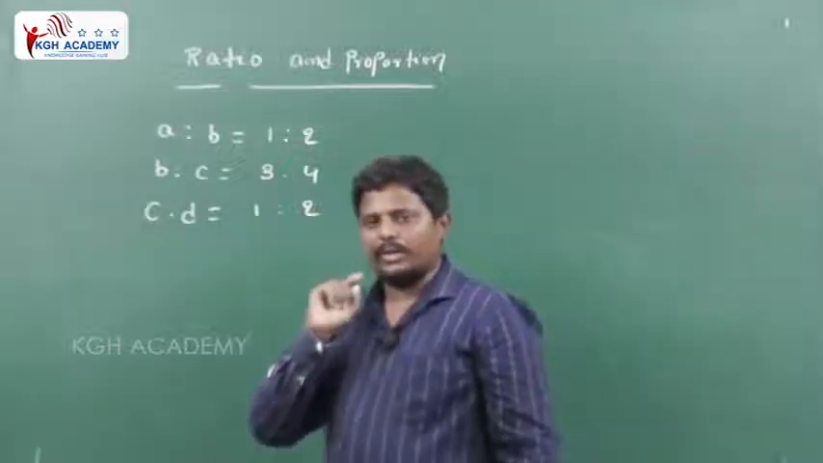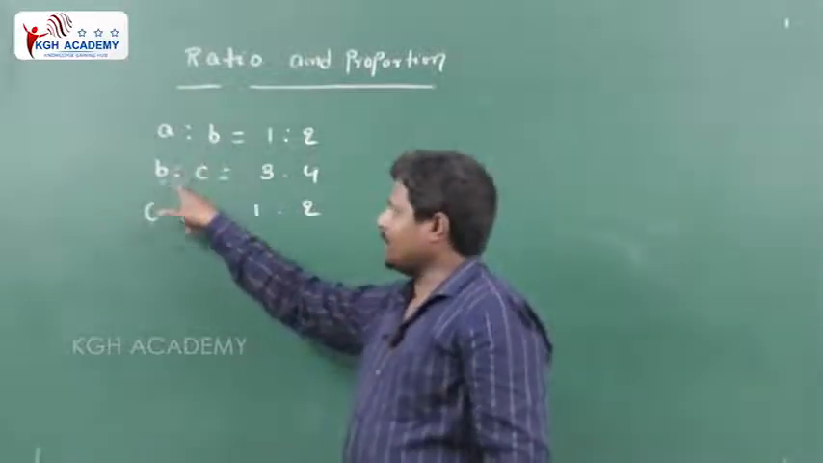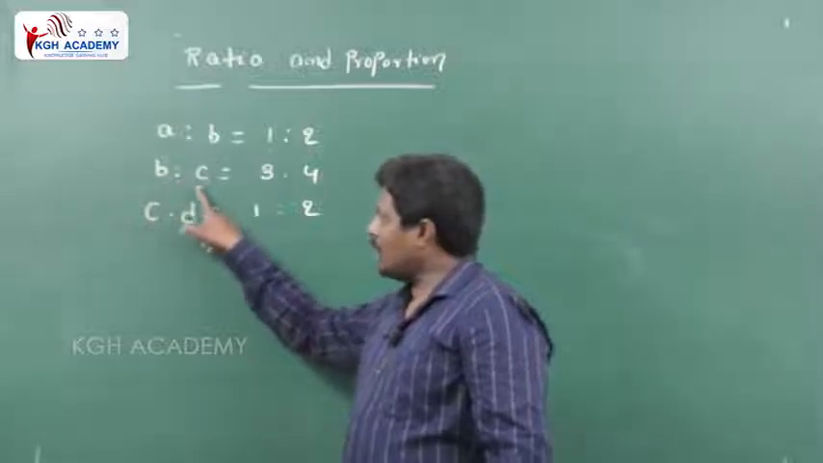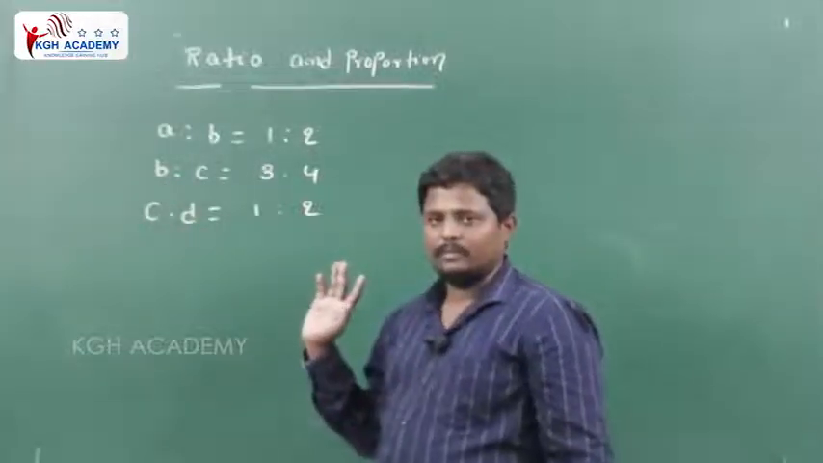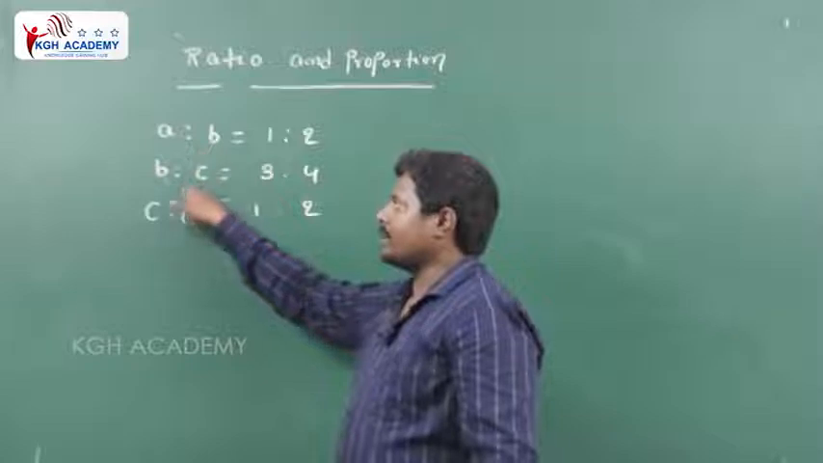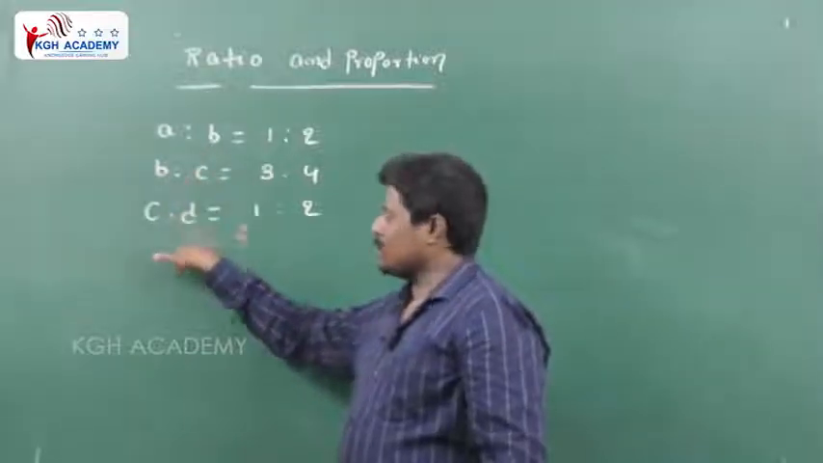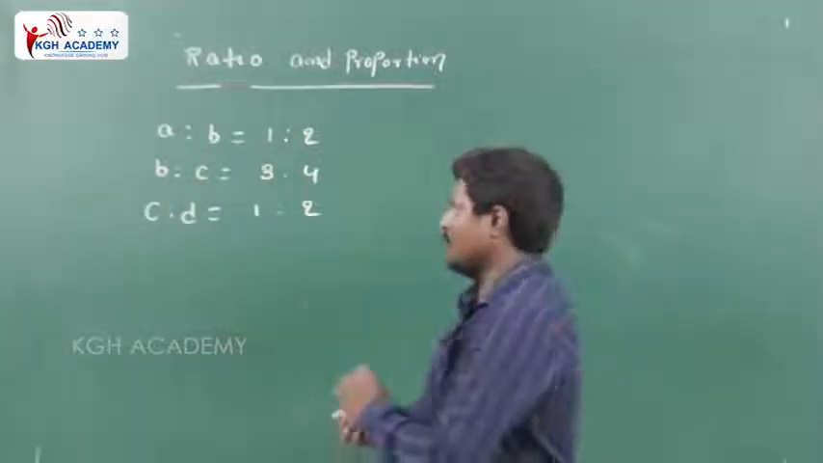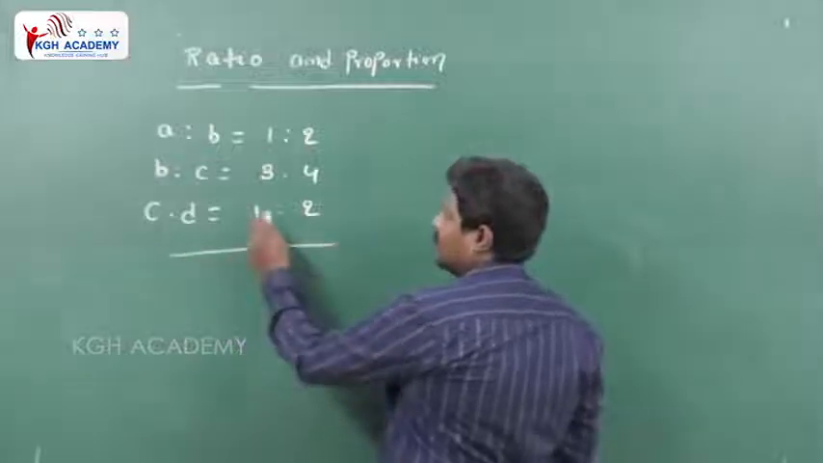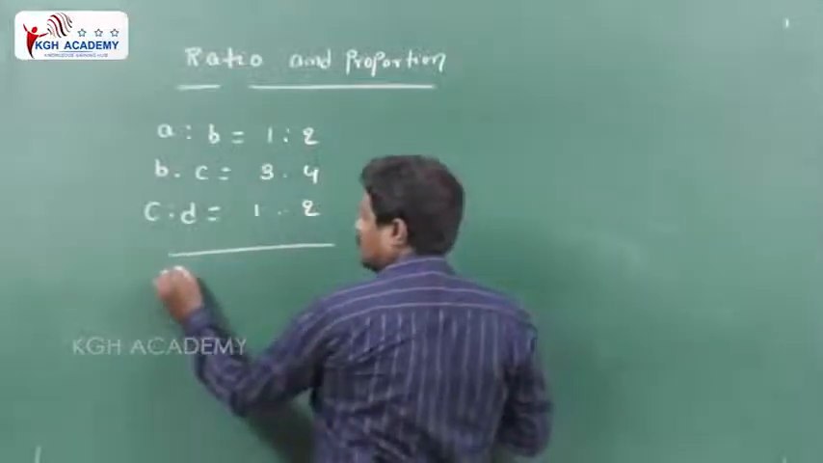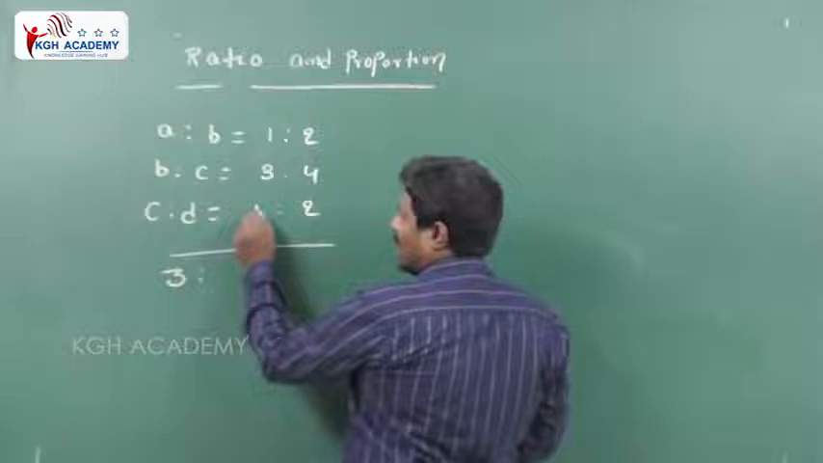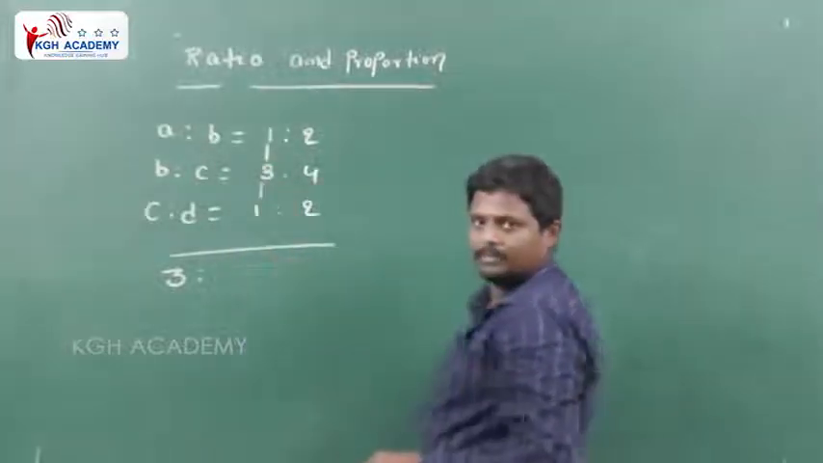Okay, first of all, we need to observe what is the ending term and what is the starting term. Ending term and starting term are equal. Now we need to calculate. What is the first step? 1 into 3 into 1. This is the 3. 1 into 3 into 1, first step.